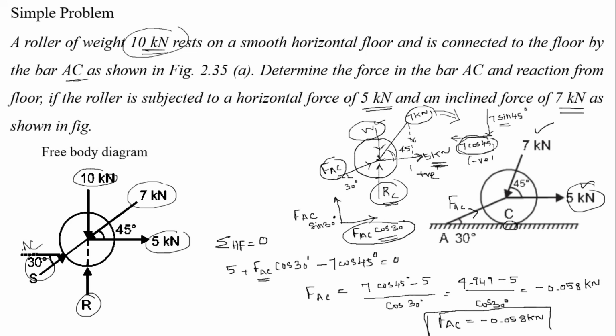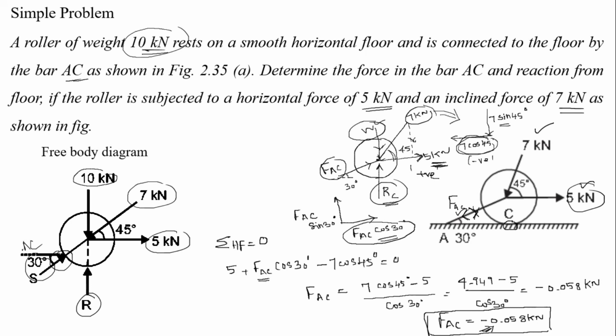How does the magnitude come in a negative value? The negative sign indicates that this FAC is not towards the ball, but towards the opposite direction. So, FAC is not towards the ball direction, it is in the opposite direction.